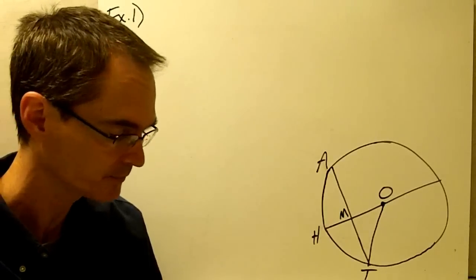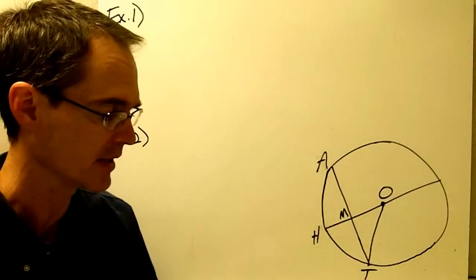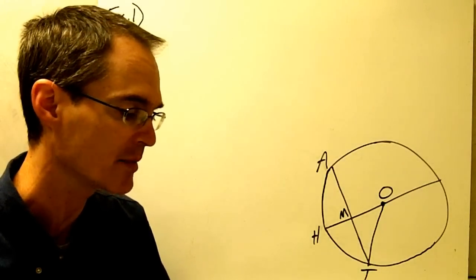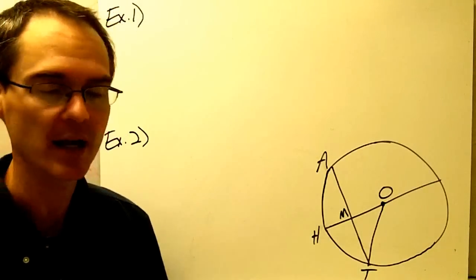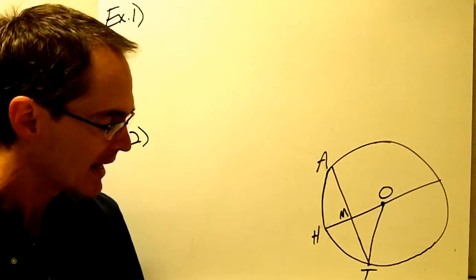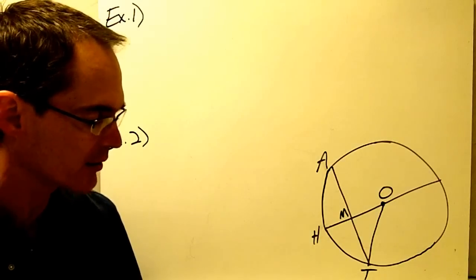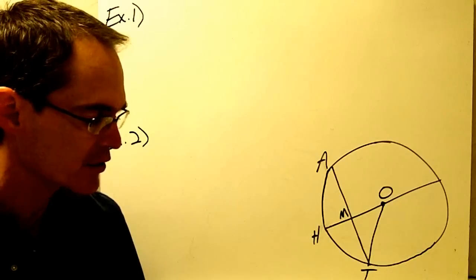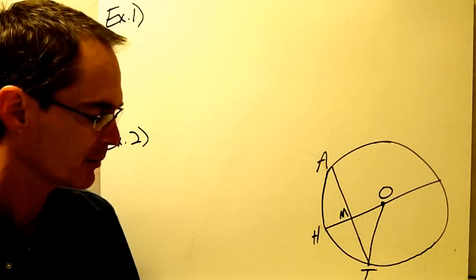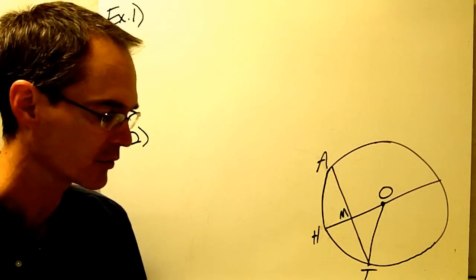Example number one. First it defines what an inscribed polygon is: just a polygon whose vertices lie on a circle. And then it says an equilateral triangle is inscribed in circle P. Draw and label a picture of this triangle and then name all of the congruent minor arcs.